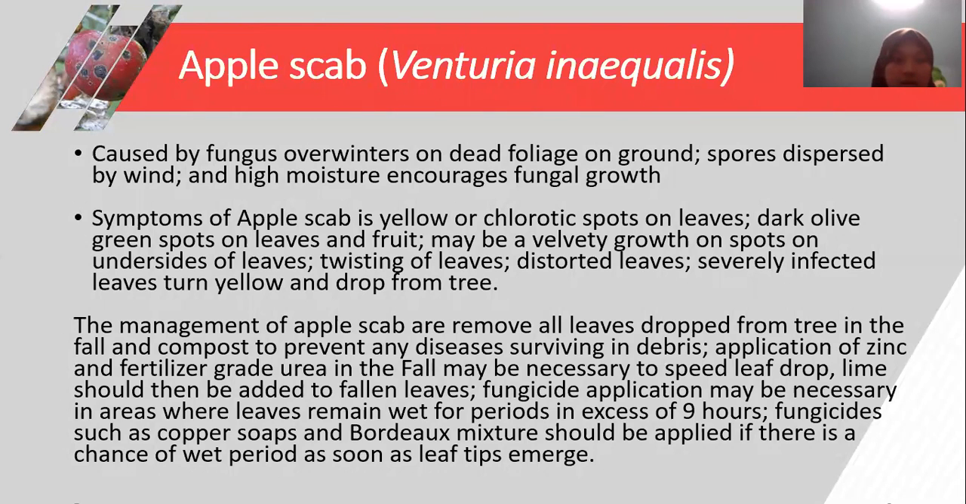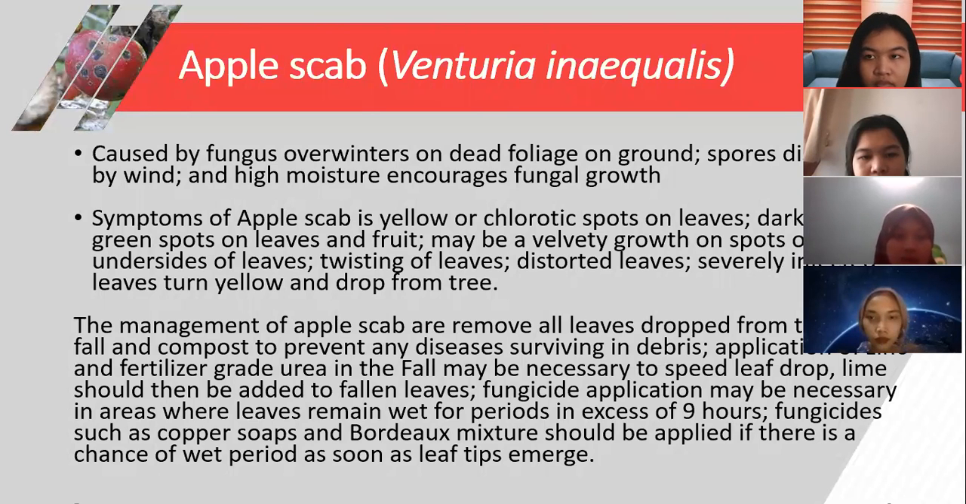drop from the tree. The management of apple scab is to remove all leaf drop from the tree in the fall and compost to prevent any disease surviving in debris. Application of zinc and fertilizer grade urea in the fall may be necessary to speed leaf drop. Lime should then be added to fallen leaf. Fungicide application may be necessary in areas where leaves remain wet for periods in excess of 9 hours. Fungicides such as copper soaps and Bordeaux mixture should be applied if there is a chance of a wet period as soon as leaf tip emerges.